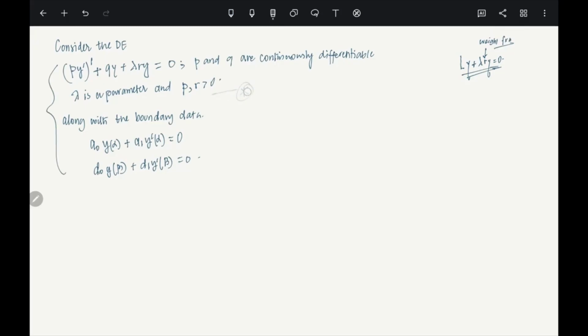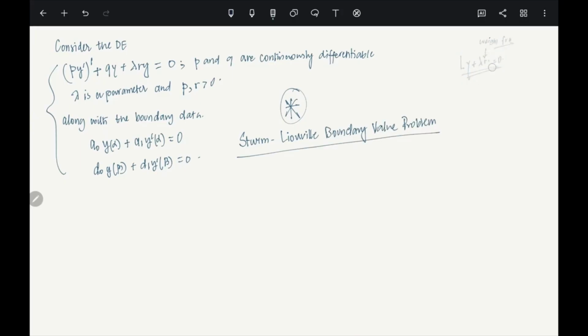So maybe I can write it here, star. This is the star problem. This is the problem which we want to study for the next one or two videos. Whenever we are talking about a Sturm Liouville boundary value problem, we are going to look at this particular problem. We will call it a Sturm Liouville boundary value problem.